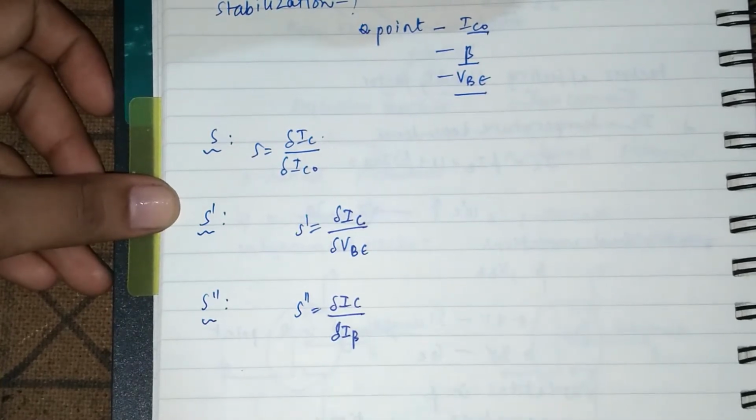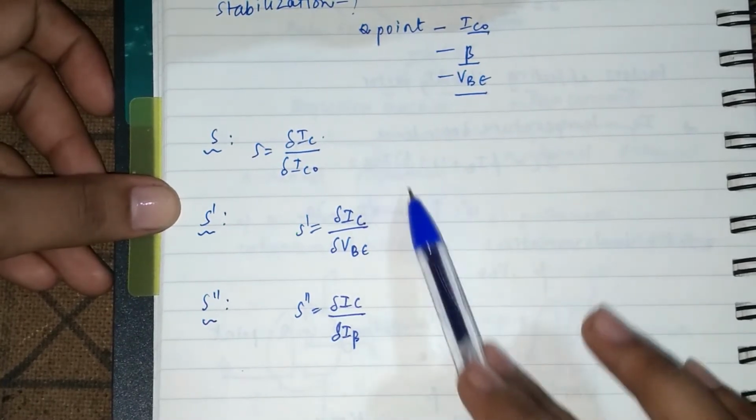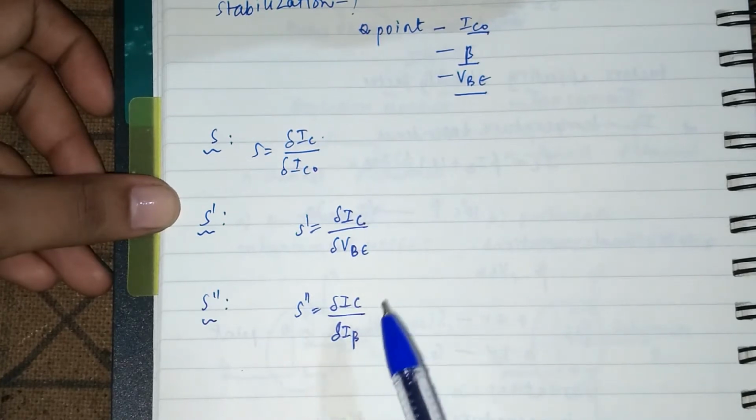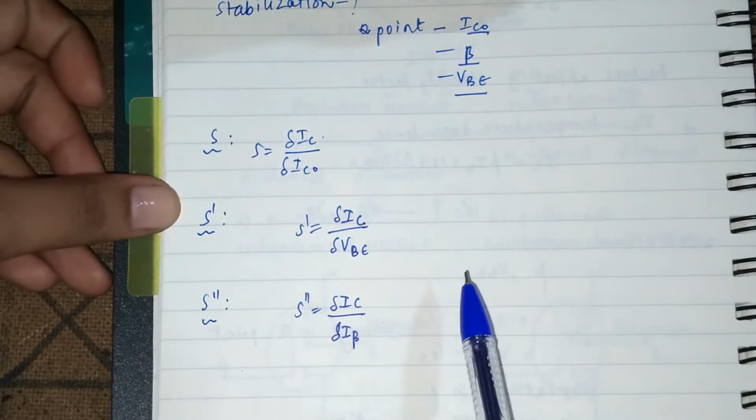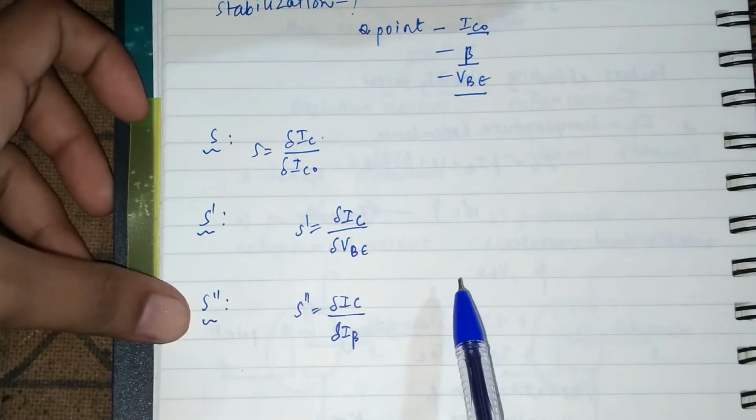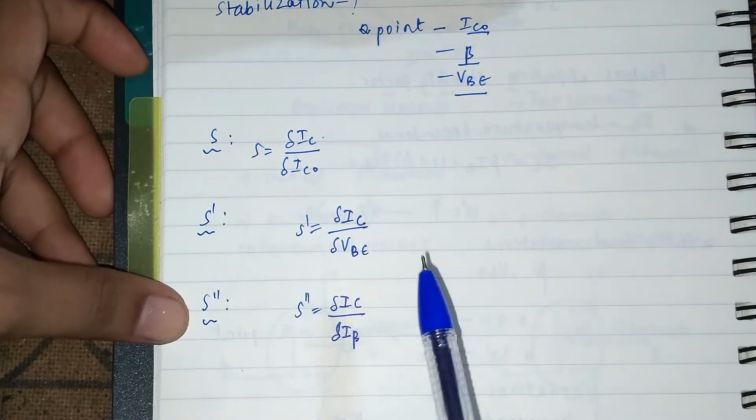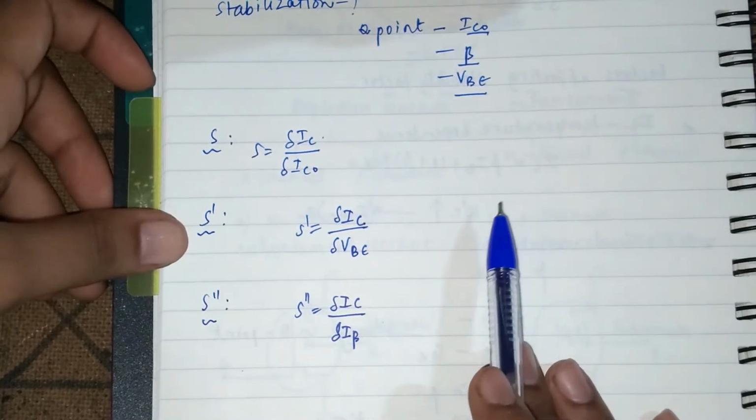So the values of S, S dash and S double dash indicate the stability of a circuit. If the values of S, S dash and S double dash are large, the circuit is highly unstable, else the circuit is highly stable.